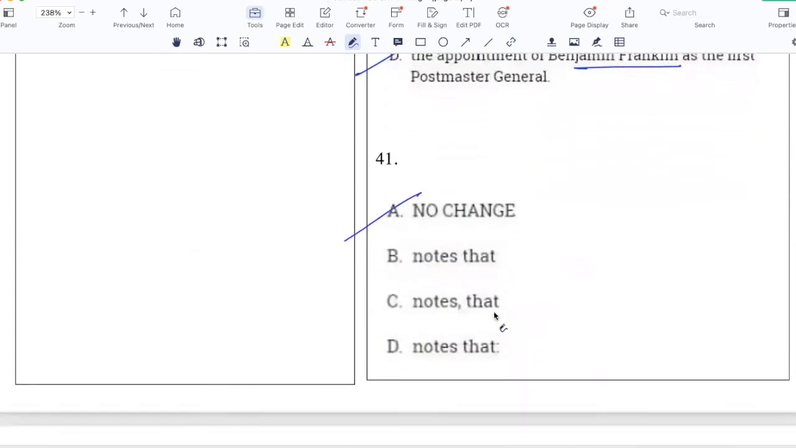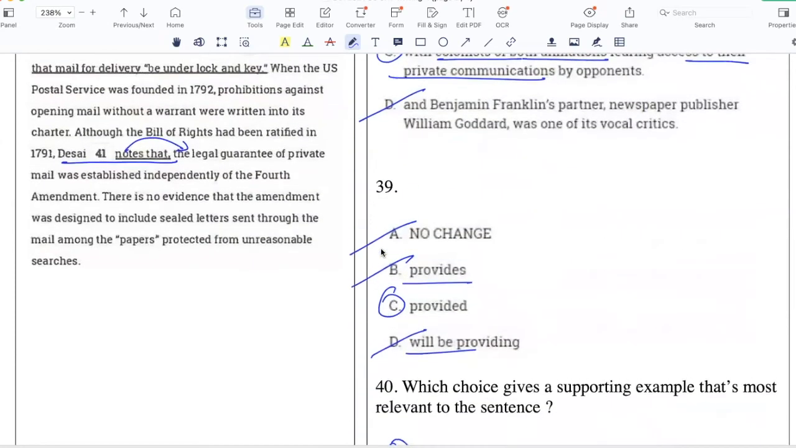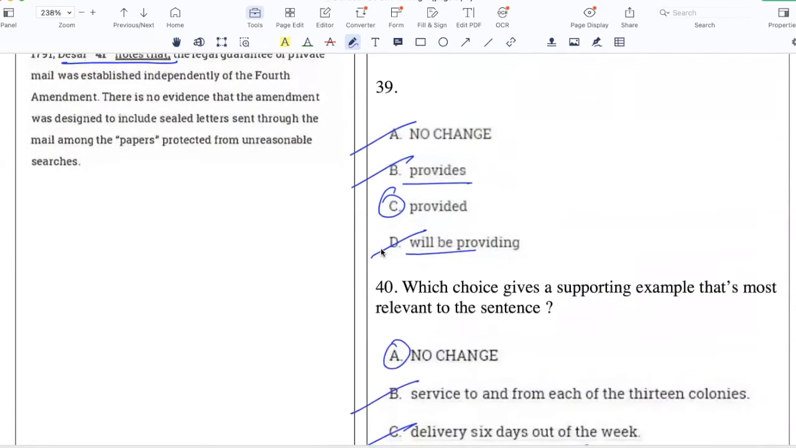The comma after notes is also wrong, because what he noted is included after that. And a colon after that is wrong, because a colon can only come at the end of a complete sentence. So no punctuation, just Desai notes that the legal guarantee of private mail was established independently of the Fourth Amendment. There's no evidence that the amendment was designed to include sealed letters sent through the mail among the papers protected from unreasonable searches.